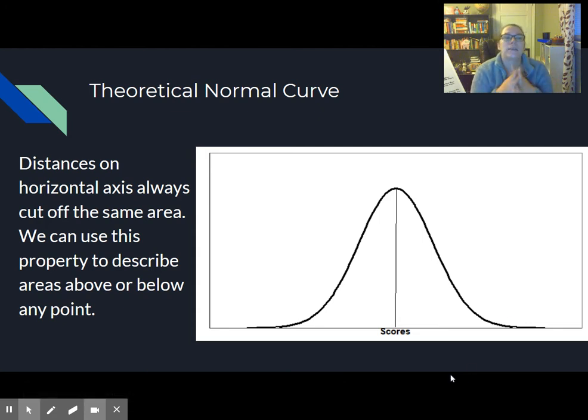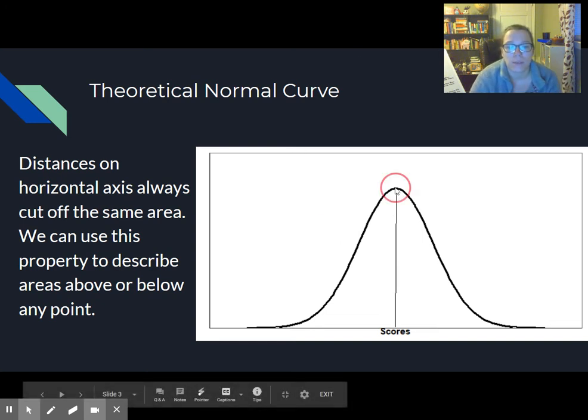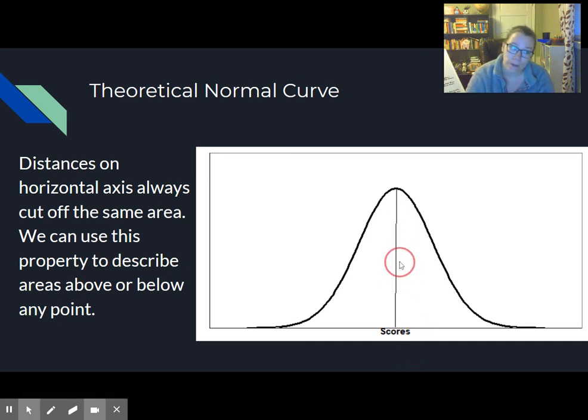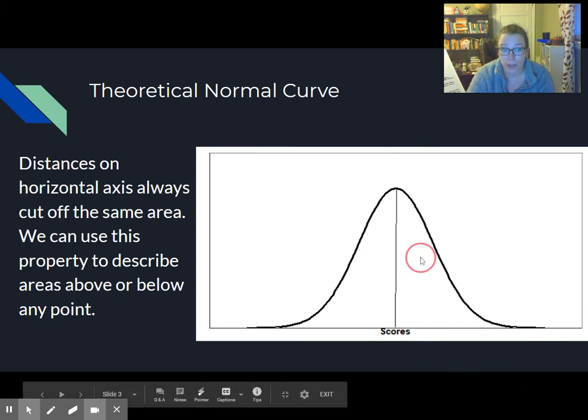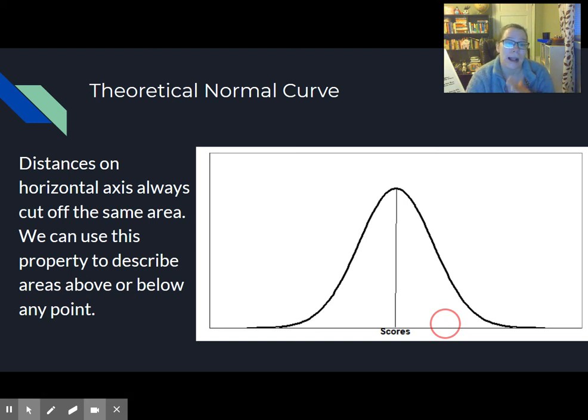So if we look at our normal curve, that tells us that the distances on our horizontal axis are always going to cut off the same area. If we have a middle point right here, that tells us that half is going to be on the bottom and half is going to be at the top. And we can use this property to describe areas above or below any point. So I don't just have to look at the median. I can pick a score right over here, and I'll be able to calculate using my z-score what percent of the population is below that score and what percent of the population is above it.